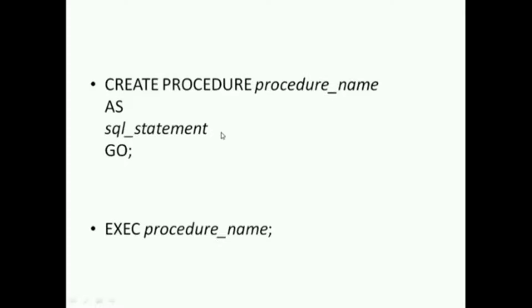So this is how you have to write your procedure. You just write CREATE PROCEDURE, then give the name to your procedure, then AS, and you write your SQL statement, whatever you want, and after that you write GO and a semicolon. This SQL statement is the one you want to execute over and over again. So instead of writing that statement, you will just call this procedure and execute it.